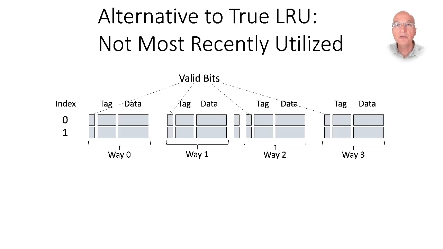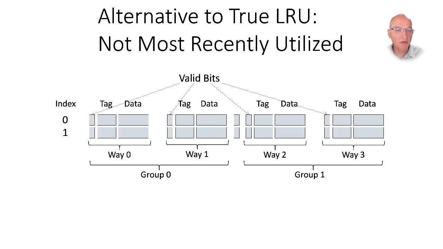One alternative to least recently used information is to use a policy that is called the not most recently used policy. So that's an alternative to true least recently used information. What we have now is that we group our ways into two groups, group 0 and group 1. And we have a single bit that's no longer my least recently used, it is my most recently used. So I will always record in which group the way that I used most recently is.